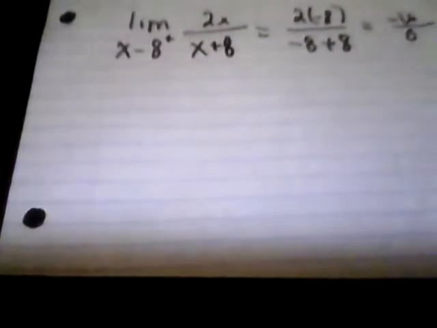Now for number 2, it has the limit as x approaches negative 8 from the right of 2x over x plus 8. First thing you do, you want to plug in negative 8. So we have 2 times negative 8 over negative 8 plus 8, which equals negative 16 over 0, and we cannot have that. So in this situation, we know that it will be either positive infinity or negative infinity, and to find that out, you have to look at a chart or a graph.